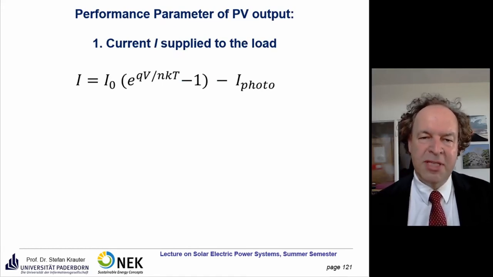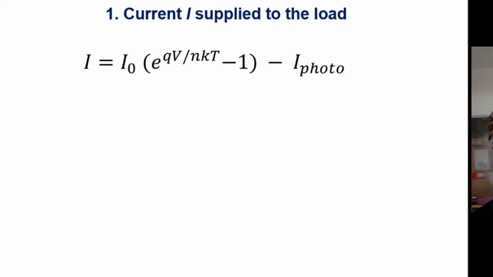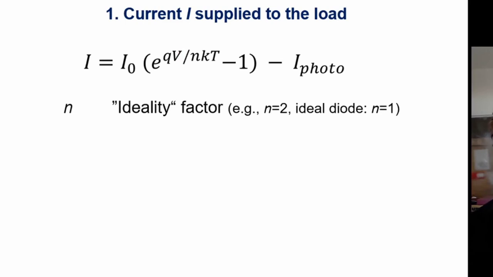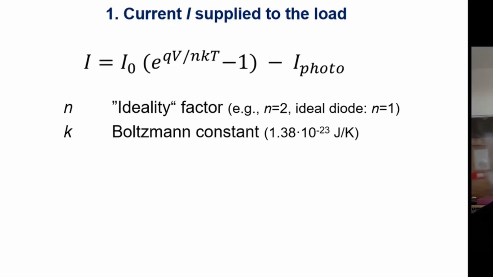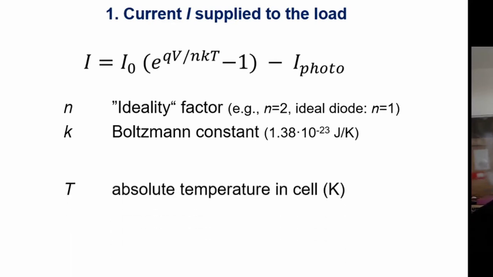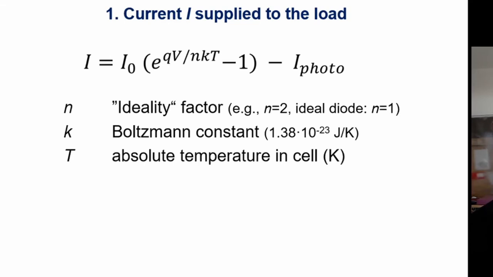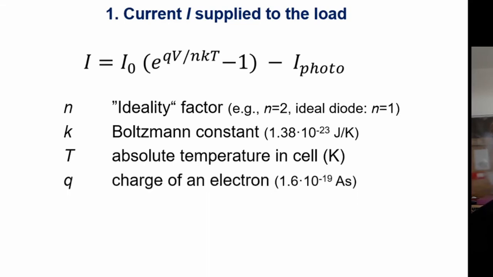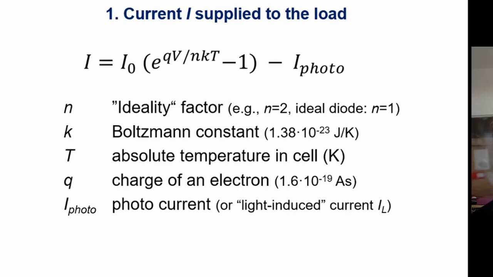Let's take a look at the performance parameters of the PV output. First, one parameter is the current, which is supplied to the load. This is according to that formula. So you have the known I0 e^(qV/nkT), where for the ideality factor we use the n, not the m here. For example, 2; the ideal diode would be n equal to 1. Then we have the Boltzmann constant, as you have seen in the formula before, the absolute temperature of the cell, the charge of an electron, and the photocurrent or photoinduced current, which depends on the irradiance.